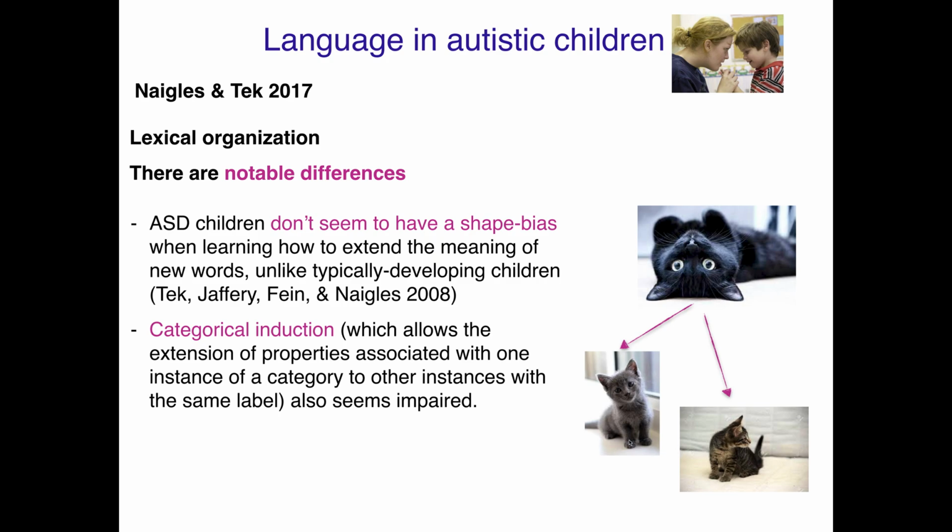But autistic children don't seem to be able to generalize that way. They don't seem to be able to induce the transfer of properties from one member of a category to another. That seems to be impaired.